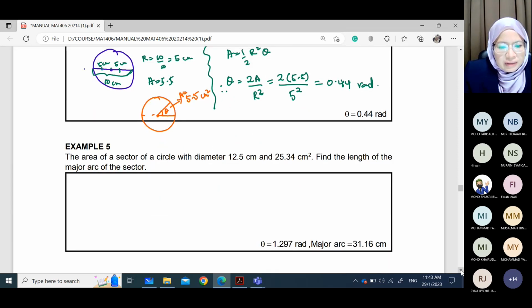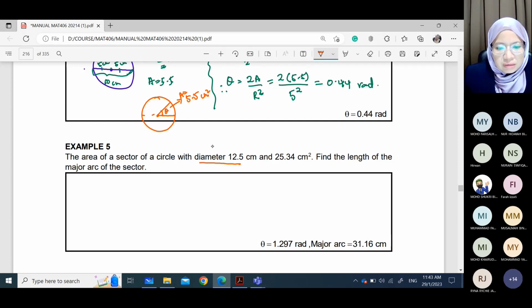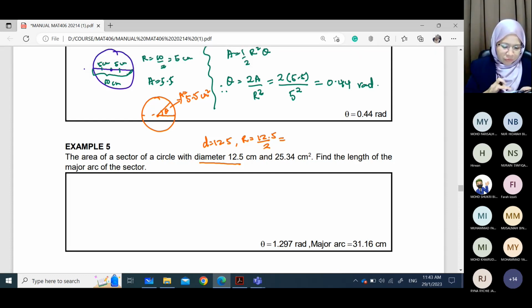Untuk example 5, the area of a sector of a circle with diameter 12.5, so radius sama juga dengan 12.5 divided by 2. So the radius is 12.5 over 2, 6.25 cm. Ni adalah area. Okay, so find the length of the major arc of the sector. So kita cari major arc.